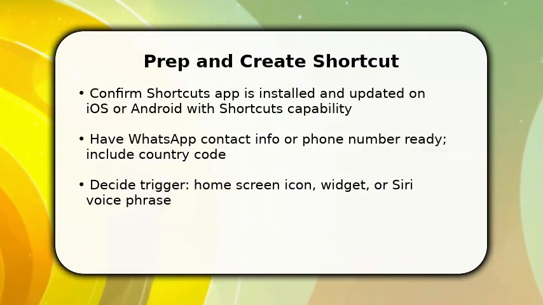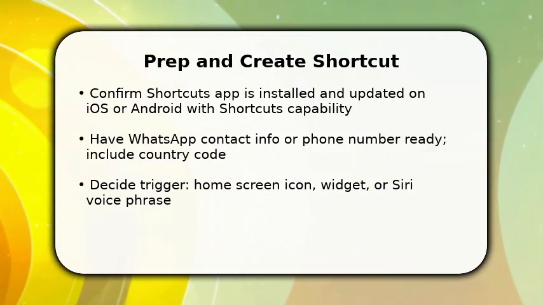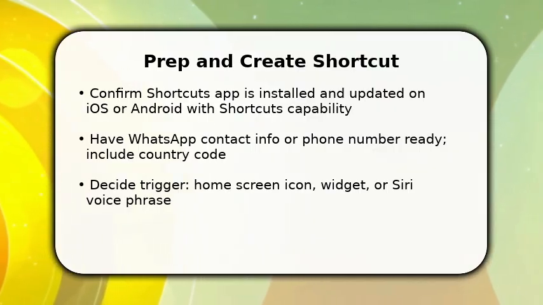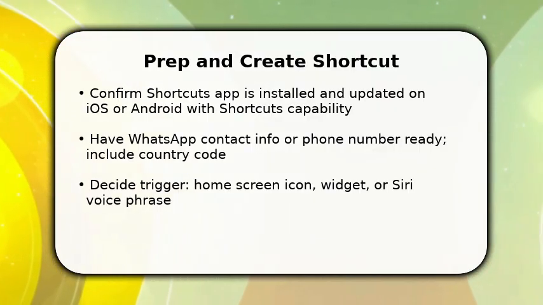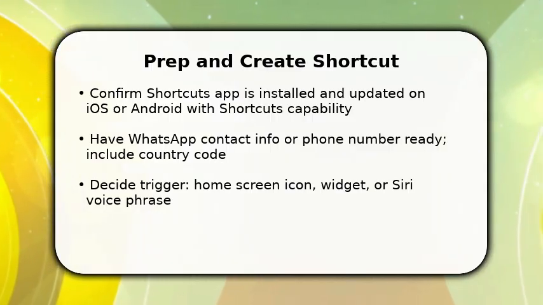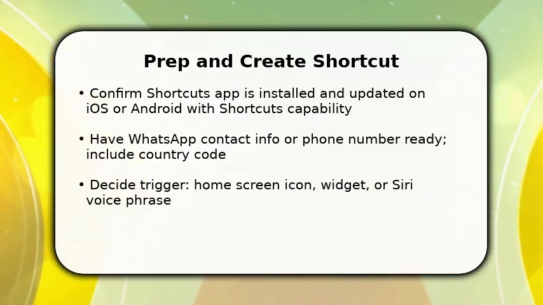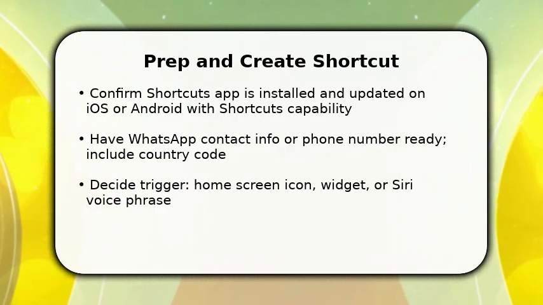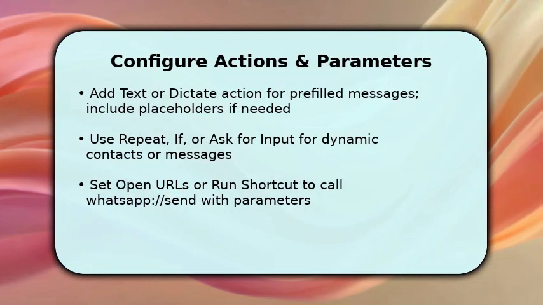Once done, test the URL action to ensure WhatsApp opens the right conversation. Make sure you include the country code. If you want a typed message, add text before the URL and pass it via Open URLs or a custom WhatsApp action. Now build the logic.